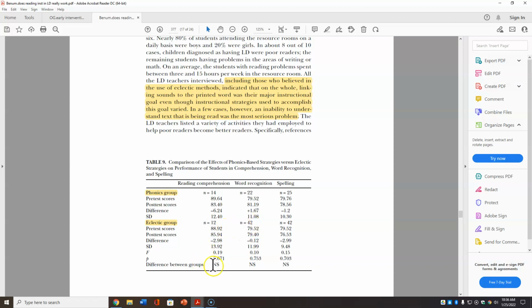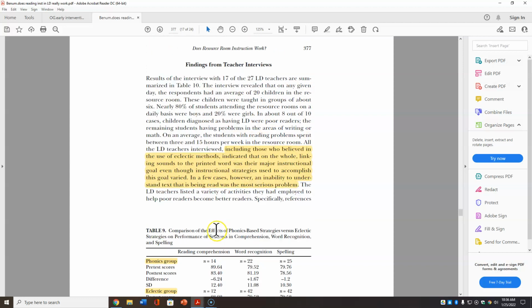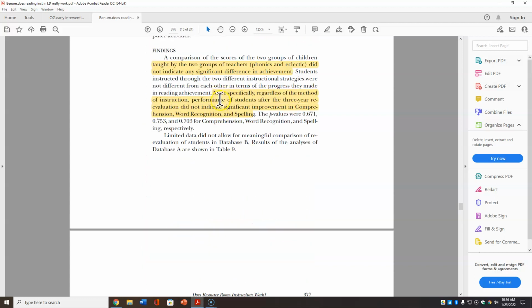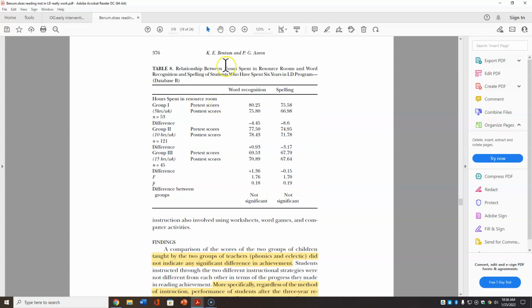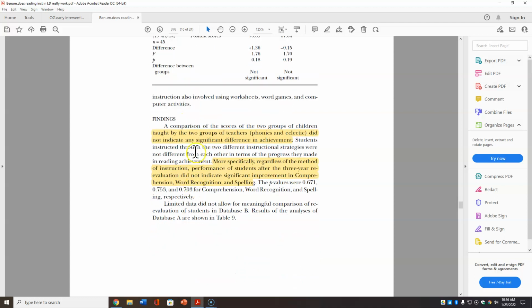No significant differences there. All right, so there were no significant differences there. Same with the 3. That was the 6-year. I get them all mixed up. You get the idea.